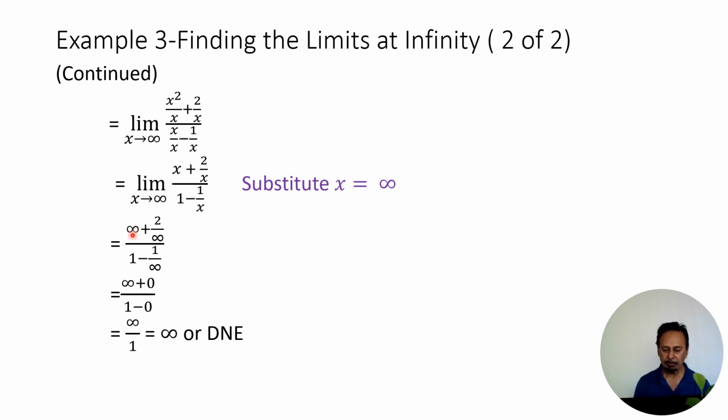So x becomes infinity, then 2 over infinity, and 1 minus 1 over infinity. Now a number divided by infinity is 0. So you have infinity plus 0 on the top and 1 minus 0 on the bottom. The infinity plus 0 stays infinity, 1 minus 0 stays 1. Now we have infinity over 1, which is infinity. So either you say infinity or you say DNE. DNE stands for does not exist.